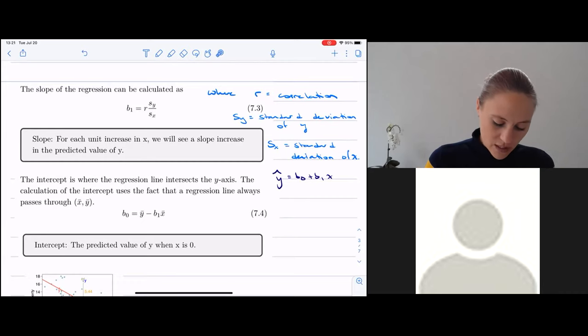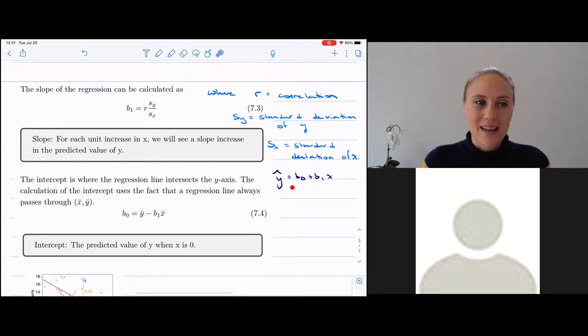And so what we do is we say, okay, at some point when x is x bar, y hat then becomes y bar. And if we know b1, then we can solve for b0. And that's how we arrived at this formula. You don't have to do that. I'm just showing you if you're interested, but I just talked you through it. But anyways, b0 is y bar minus b1, which is the slope, times x bar.